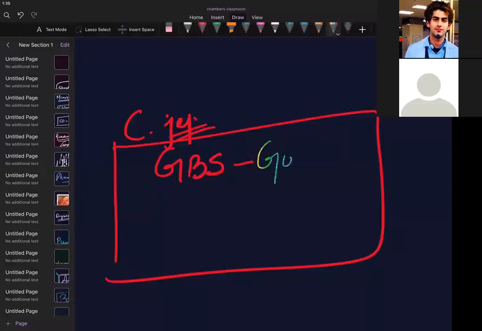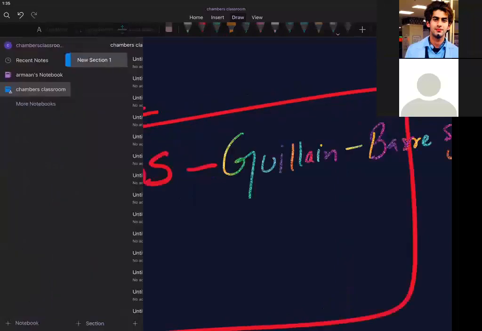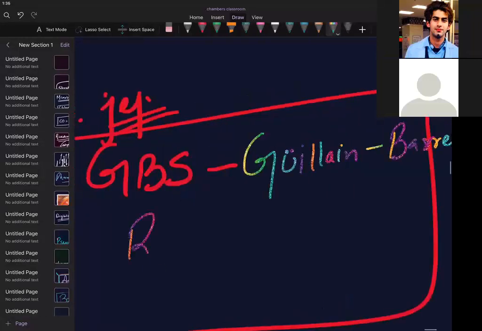Guillain-Barré syndrome. I think there were two dots in this. So Guillain-Barré syndrome, and it can also cause reactive arthritis. It is a trigger. Reactive arthritis. Okay.